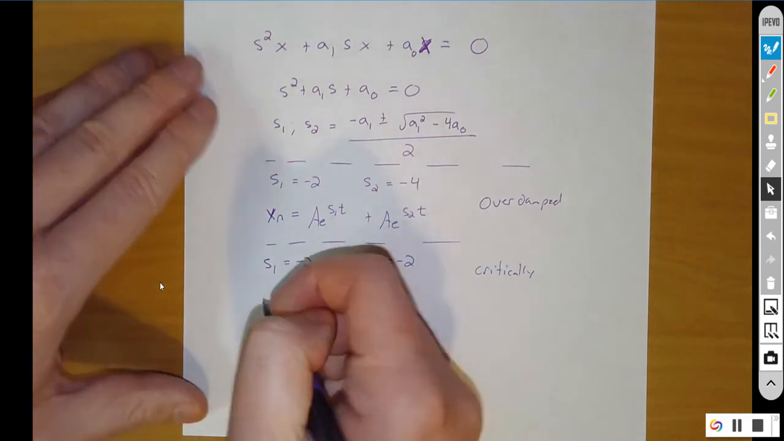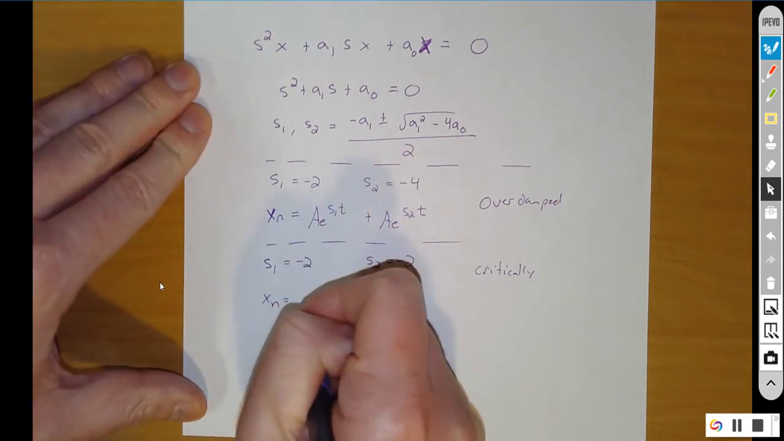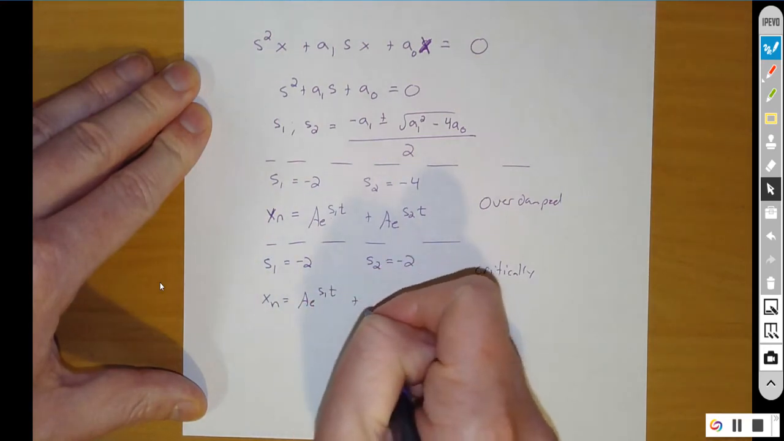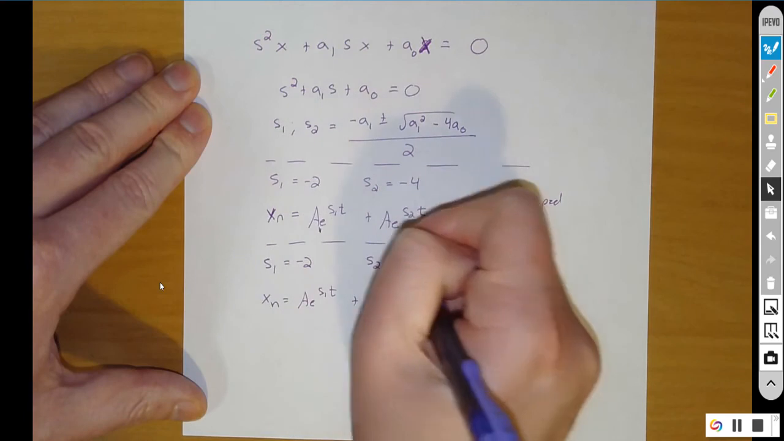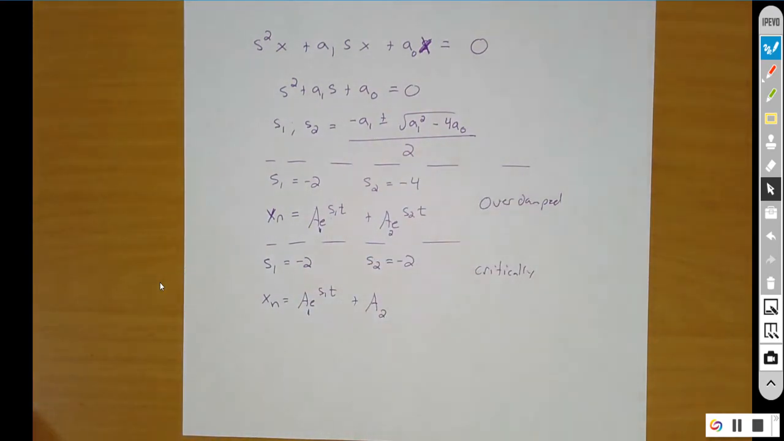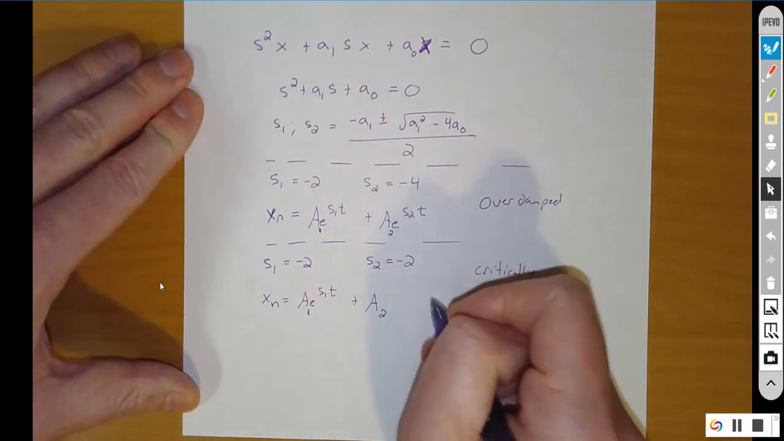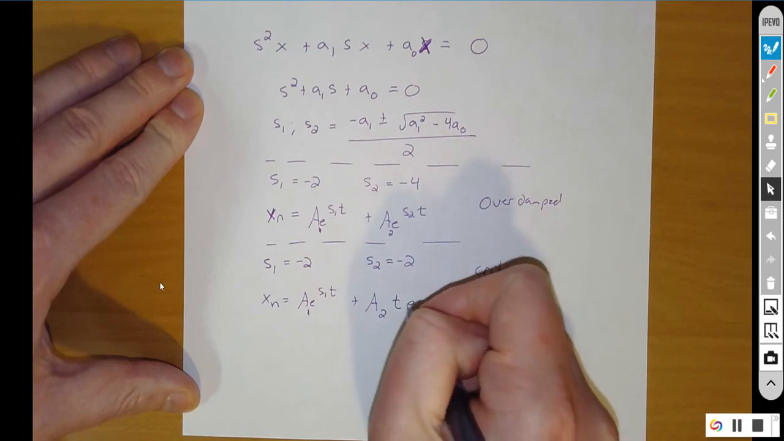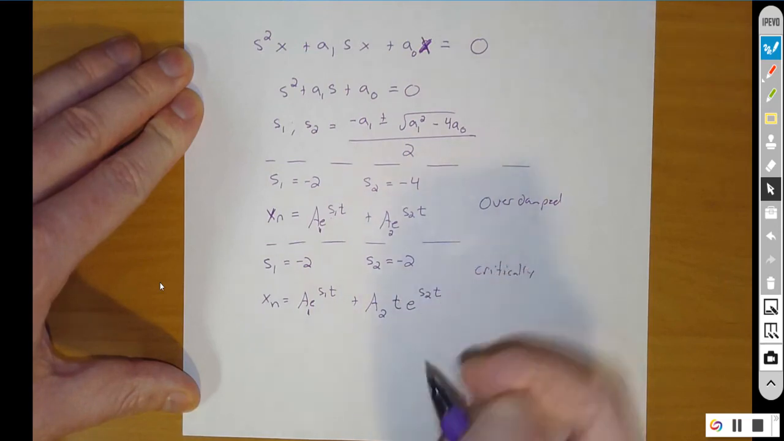So what you get here is X natural equal to A1 E to the S1T plus A2. They're different constants. That's important. And so we can't just put E to the S2T here because they're the same thing. So what we do is we throw in a T: A2 T E to the S2T. So that's the pattern for that one.